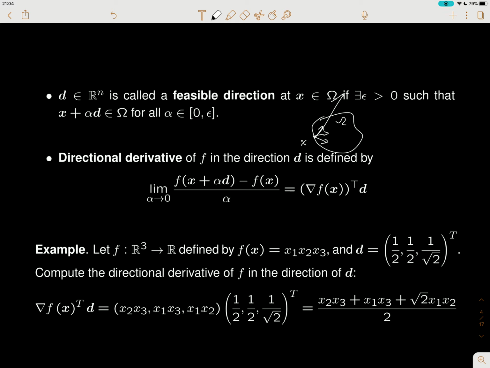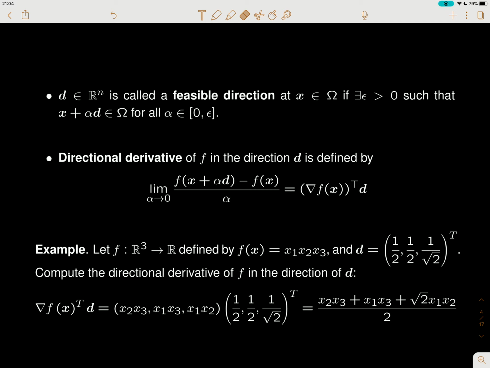So that's why in this case you will call it the feasible direction. So that means these 3 are all feasible directions. But the 2 I showed earlier are not feasible directions because it doesn't matter how far you go. It doesn't matter how small the epsilon is. Once you step out, you'll be outside of the omega. So in this case, these 2 directions are not feasible directions. Okay, so this is the intuitive understanding of feasible directions.